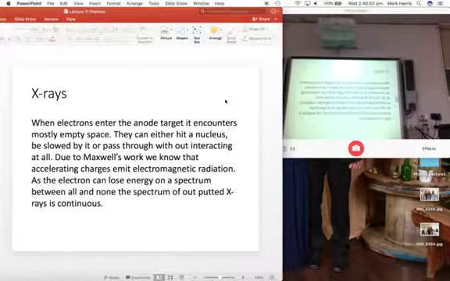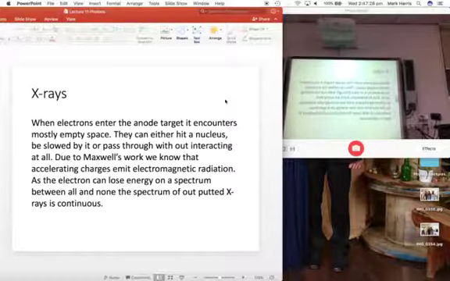When electrons enter the anode target, they encounter mostly empty space. It's what we'd expect, because there's the nucleus and there's the electrons miles and miles and miles away. Not really miles away, but a long way away. They can either hit the nucleus, be slowed down by it, or pass through without interacting at all. Due to Maxwell's work, remember Maxwell from ages ago, we know that accelerating charges emit electromagnetic radiation.